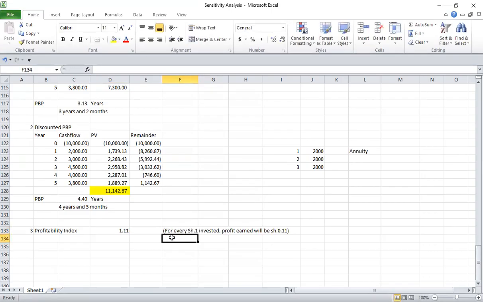Because this is more than 1, then the project is viable. Let me say that because the PI, the profitability index, is more than 1.